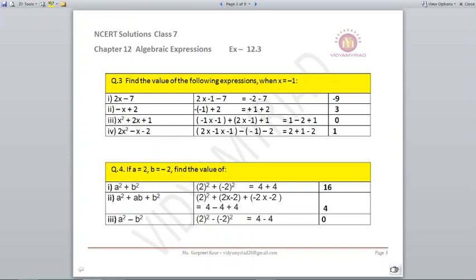Now, minus into minus, that is plus. 2 minus signs becomes plus. So, plus 1 minus 2, you are solving, you get 1 as your final answer.